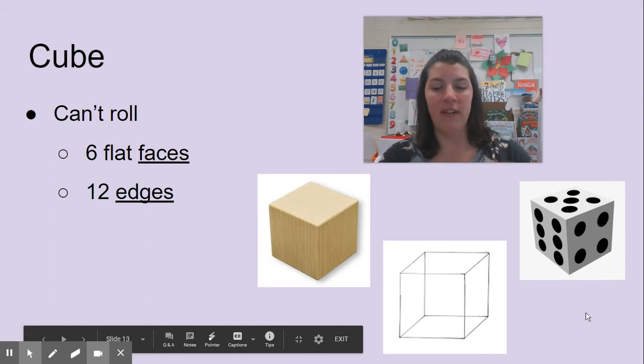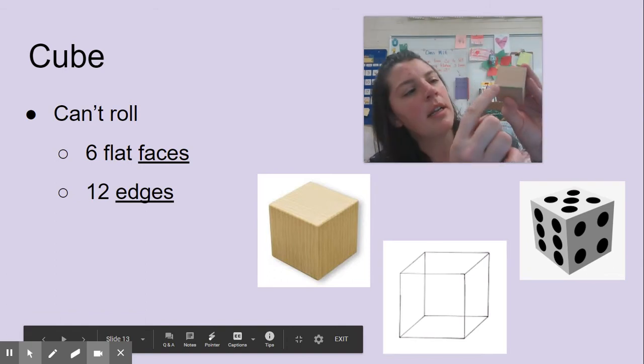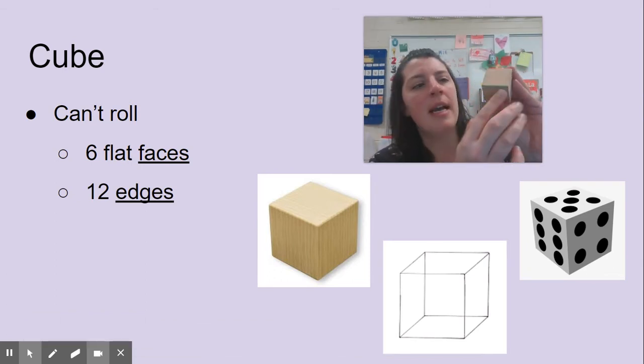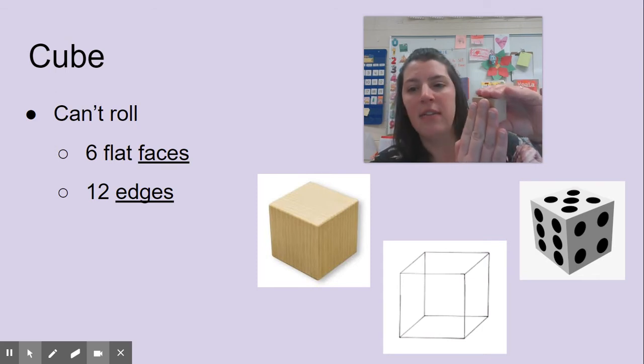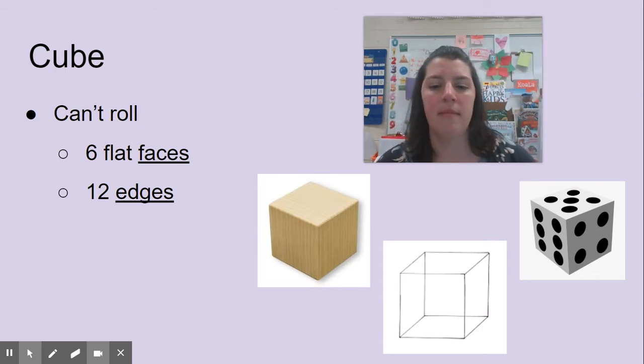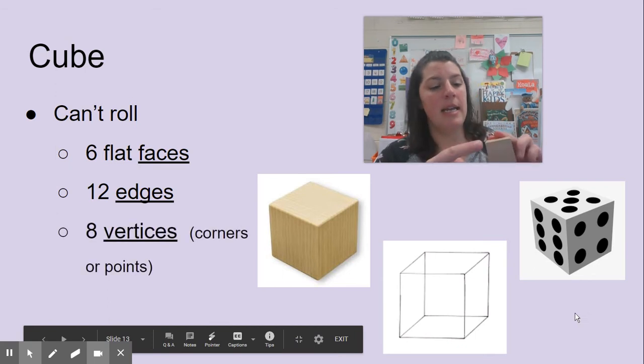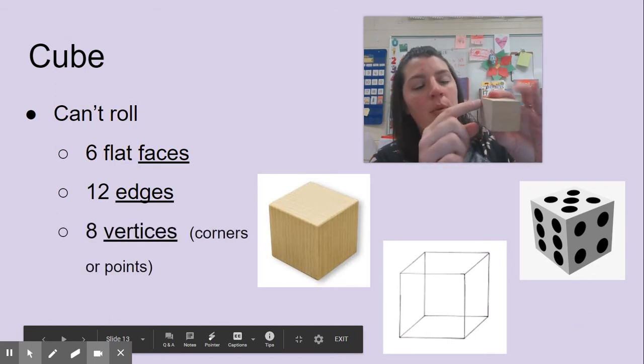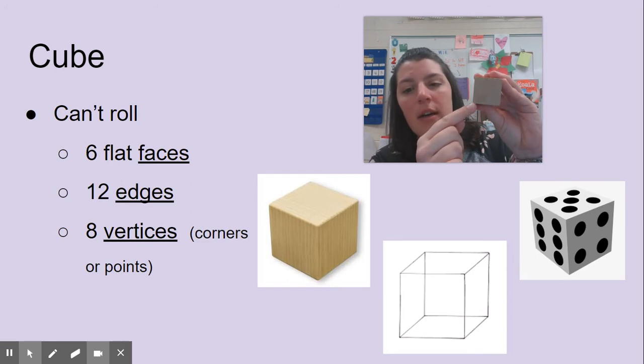It has 12 edges. If you look very closely, this green line on my shape is the edge. It's where this face and this face meet. And it has 8 vertices or points. The corner's right there.